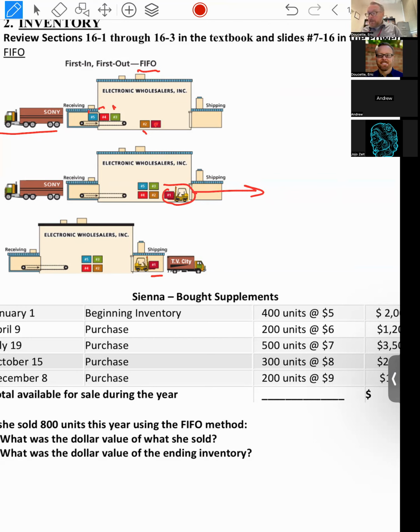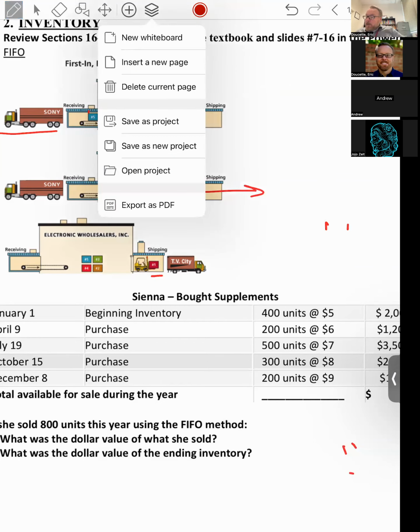Now, keep in mind, that means that the ones that I put in first have been in there the longest. And if they've been in there the longest, that means they're the oldest by date. So the oldest by date are the ones that I sold first using the first in, first out method. So looking at the chart below, I'm trying to shrink it down, but it's not letting me, so I'm going to reload it.